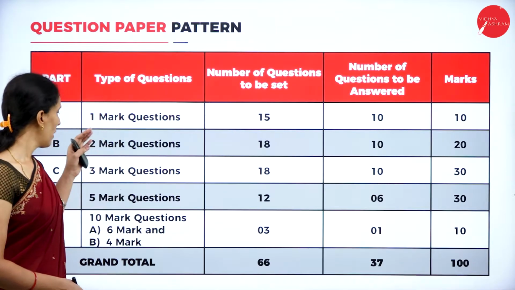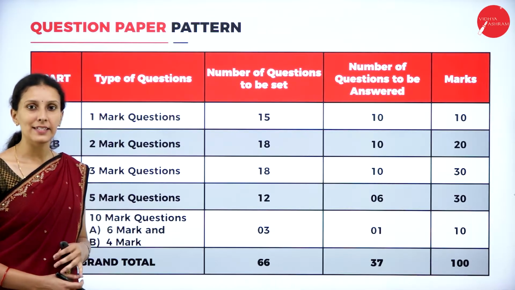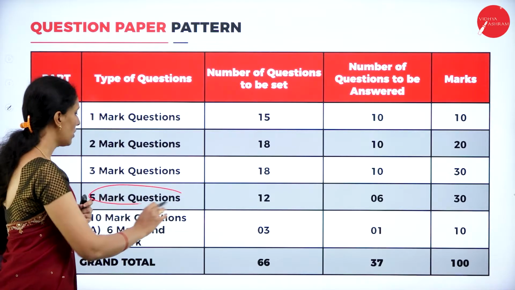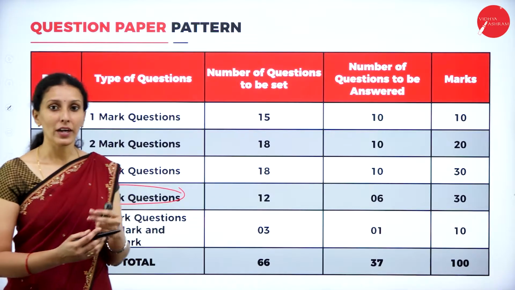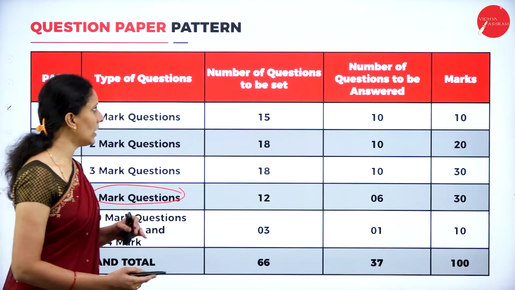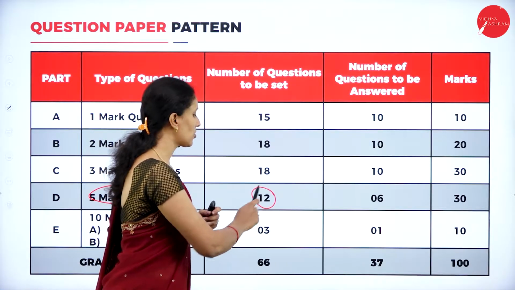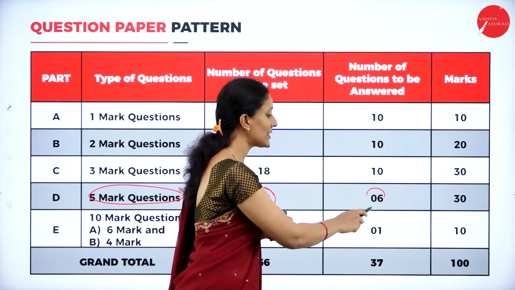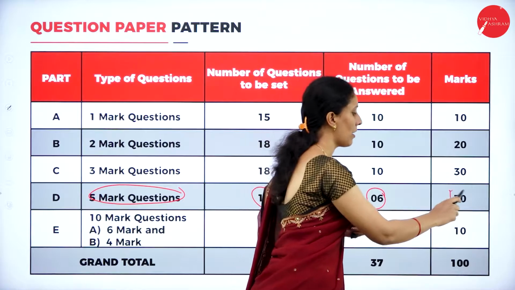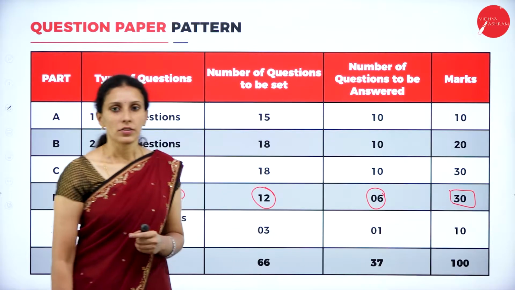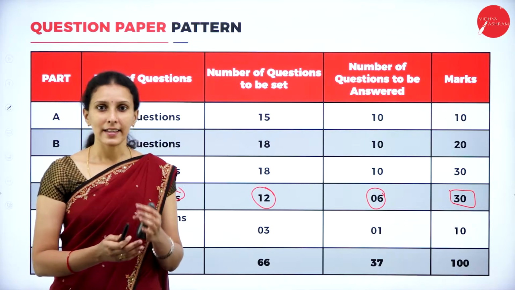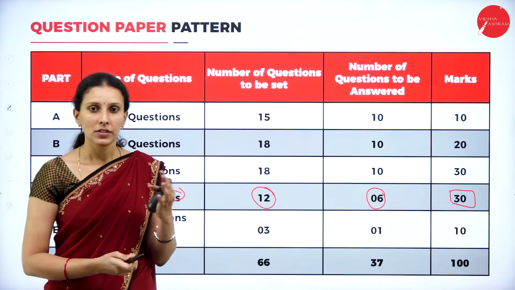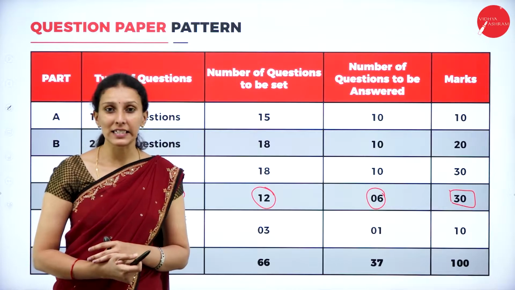Again, you have 5 sections A, B, C, D, E. So in this session, we will discuss 5 marks questions, and how to attend them. Here, the number of questions they will set for 5 marks is 12, but you have to attend only 6 questions to gain 30 marks. So options are available here. You have a 50% chance of attending questions. Out of 12, you need to attend any 6.